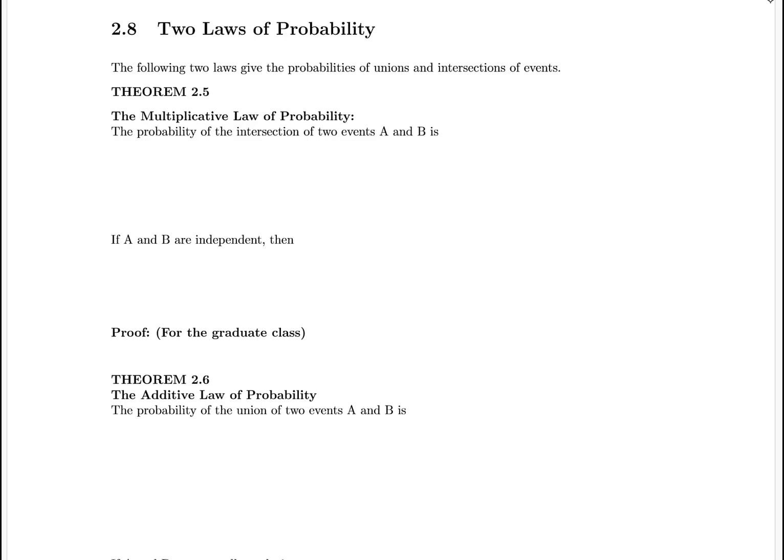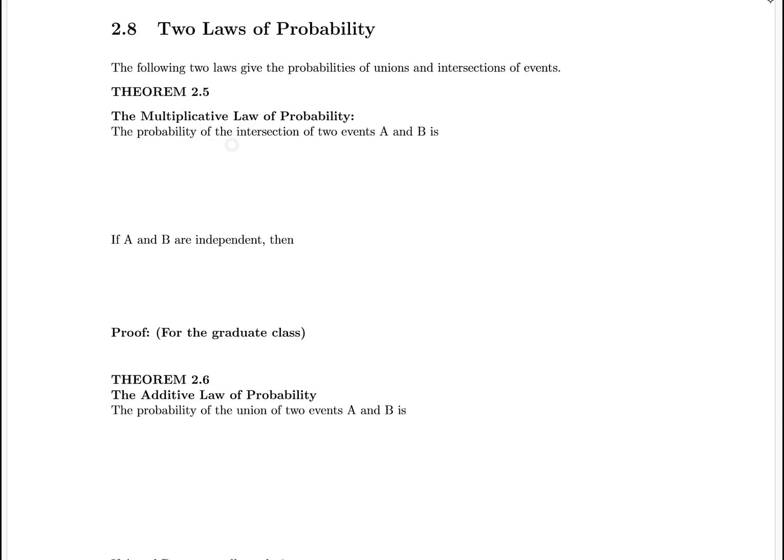Two laws of probability. The following two laws give the probabilities of unions and intersections of events. There are two theorems. One, the multiplicative law of probability. Next, the additive law of probability. First, let me talk about the multiplicative law of probability.